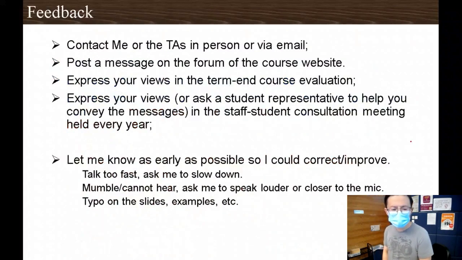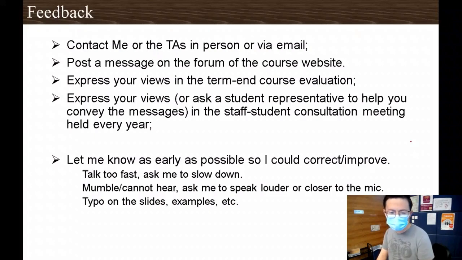Okay, so about how to give feedback for this course. The first way is to simply contact us, either me or the TAs, in person or through emails. Or, if you are too shy, you can even send anonymous emails.